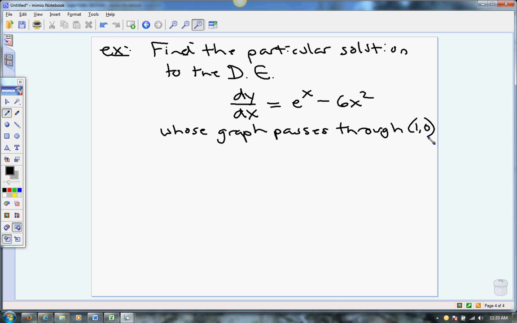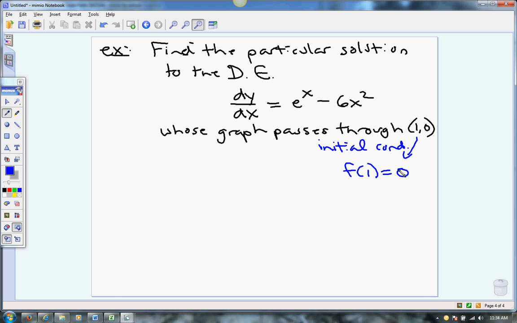Now guess what? That is an initial condition, right? I am given an initial condition right here. And it's written a little differently than the one I just gave you, but doesn't it mean the same thing? Couldn't I write this as f of 1 equals 0? Couldn't I write it that way? If you plug in a 1, you get a 0, right? So now, let's solve the differential equation.